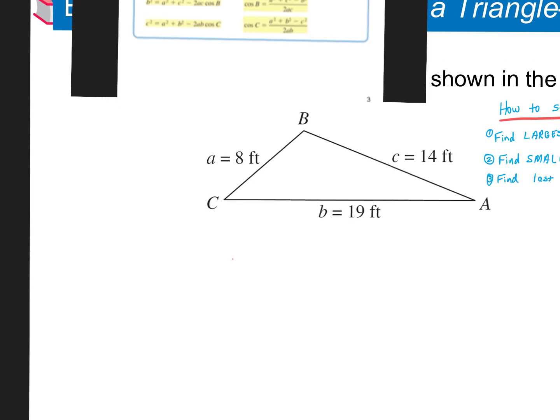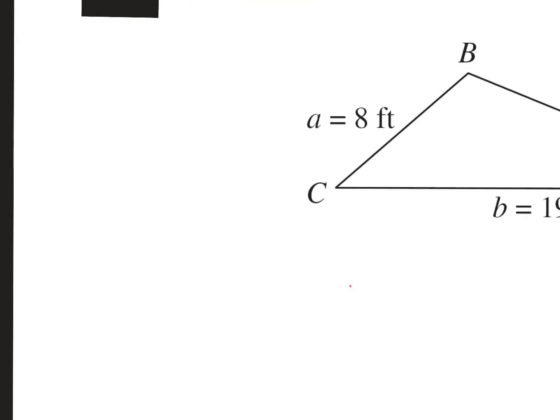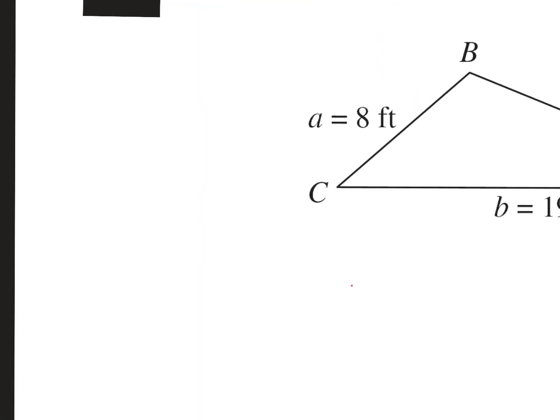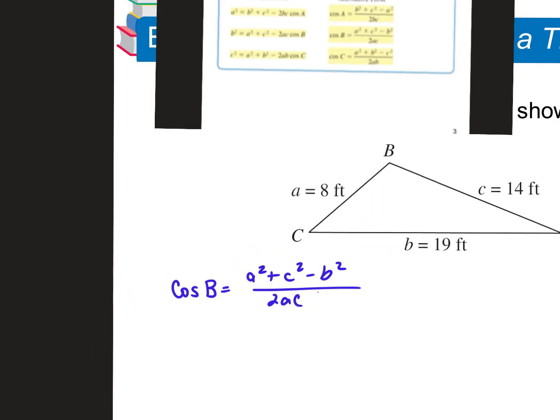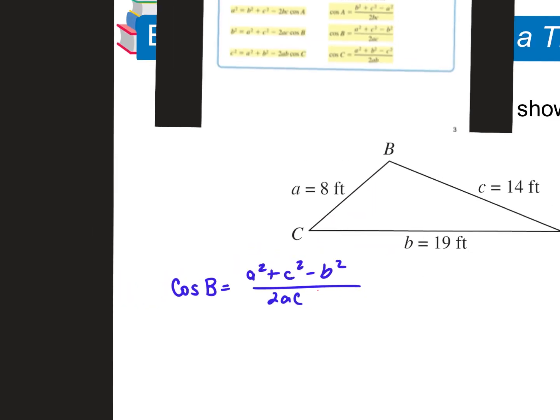Do you guys see that? So, all right, cosine B, correct? Read the cosine B formula to me. Cosine B is what? A squared plus C squared minus B squared over 2AC? Yeah. Thank you. Now, why are we finding B? Because it's the biggest, okay? So we're going to find B.